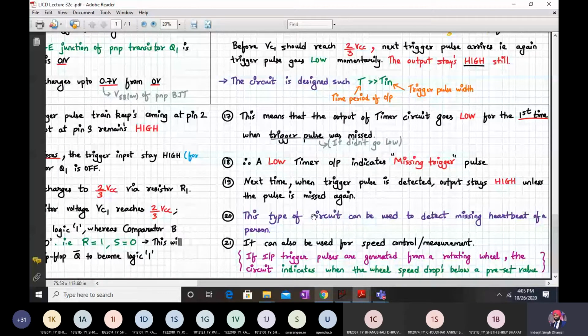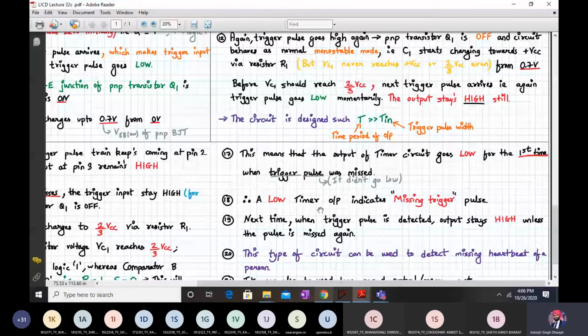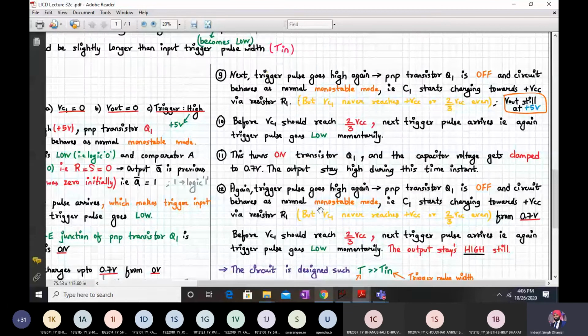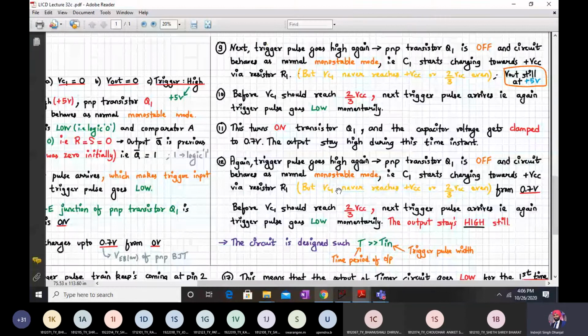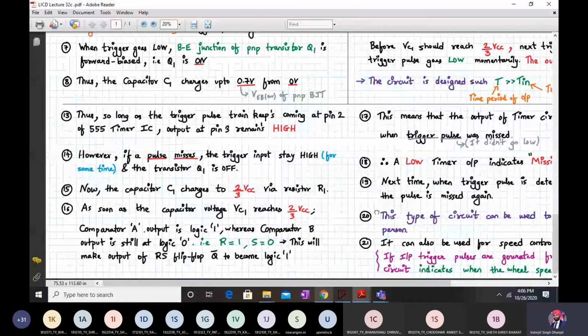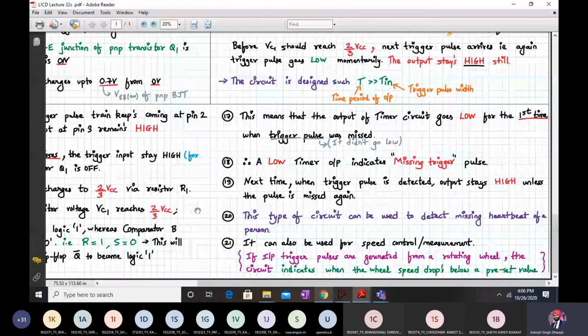So this type of circuit can be used to detect a missing heartbeat of a person. It can also be used for speed control or measurement. If the trigger input pulses are generated from a rotating wheel, the missing pulse detector will indicate when the wheel's speed drops below a preset value. So that is another application of this missing pulse detector. This is my working. There are systematically 19 points.